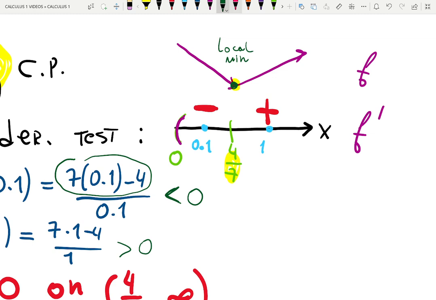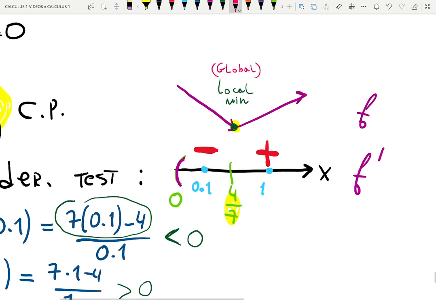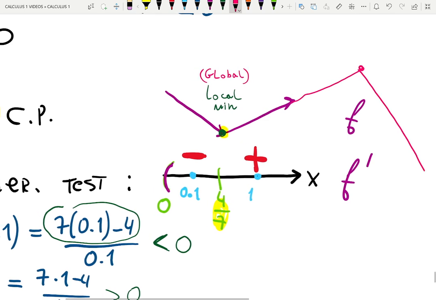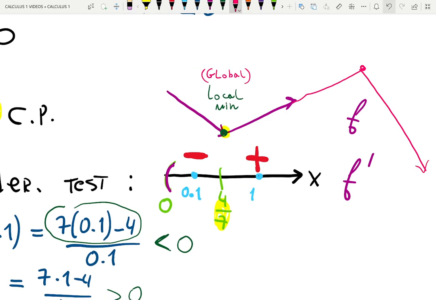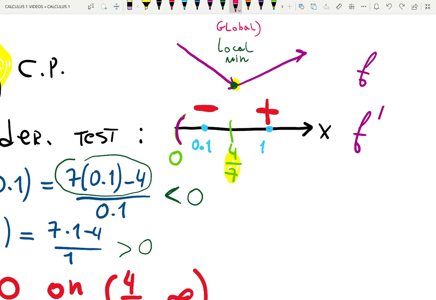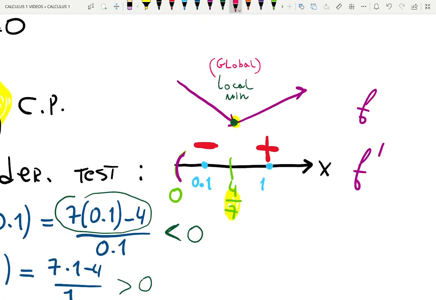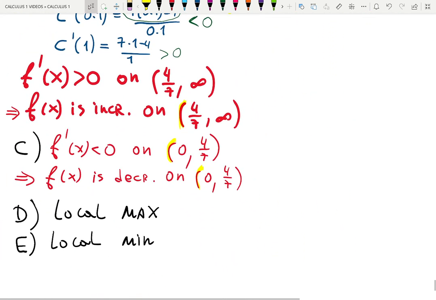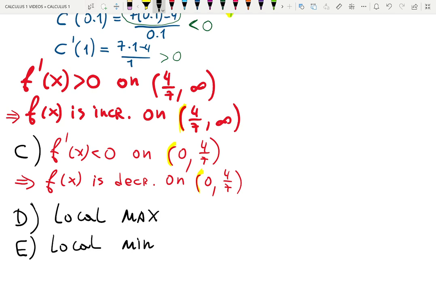Moreover, this local minimum is also a global minimum. Do you know why? Because the function doesn't have more critical points, so it never has another point to change the direction and dive deeper to another minimum. Thus, it will always go up after 4/7. That means that this is the lowest height this function can reach. The lowest height, that makes sense? The lowest output. So what do we answer about the maximum? None. What do we answer about the minimum?